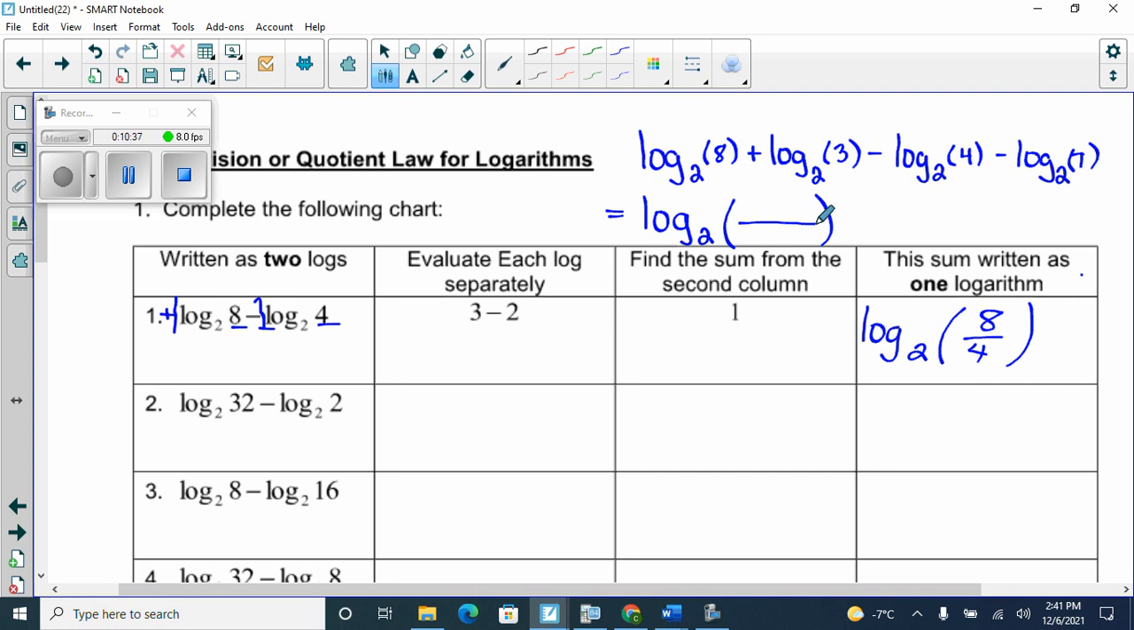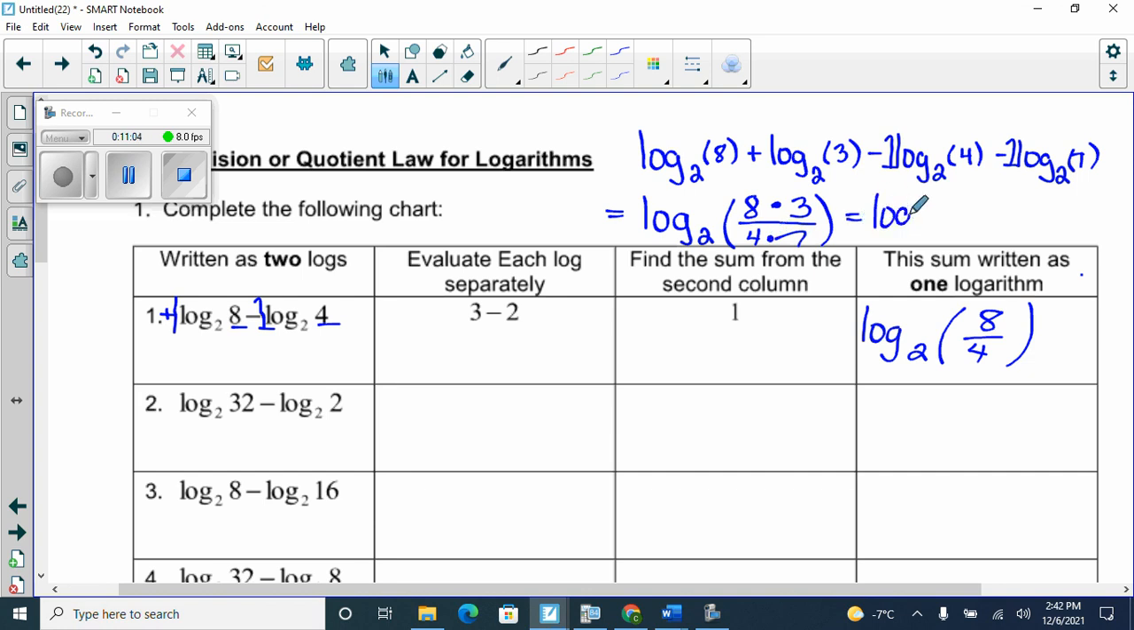So this 8 would go to the top, the numerator. The 3 would go to the top, the numerator, and then I would multiply. Anytime there's more than 1, you multiply. The 4 would go to the bottom, the denominator, because there's a minus 1. And the 7 would go to the denominator because there's a minus 1. Do you see how you put them together?